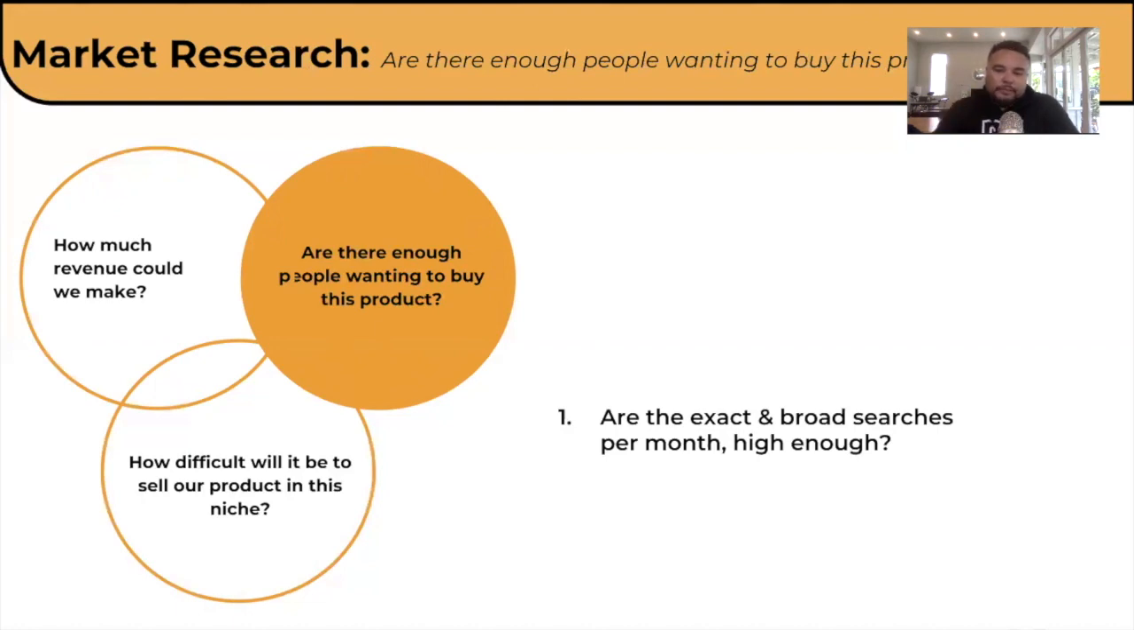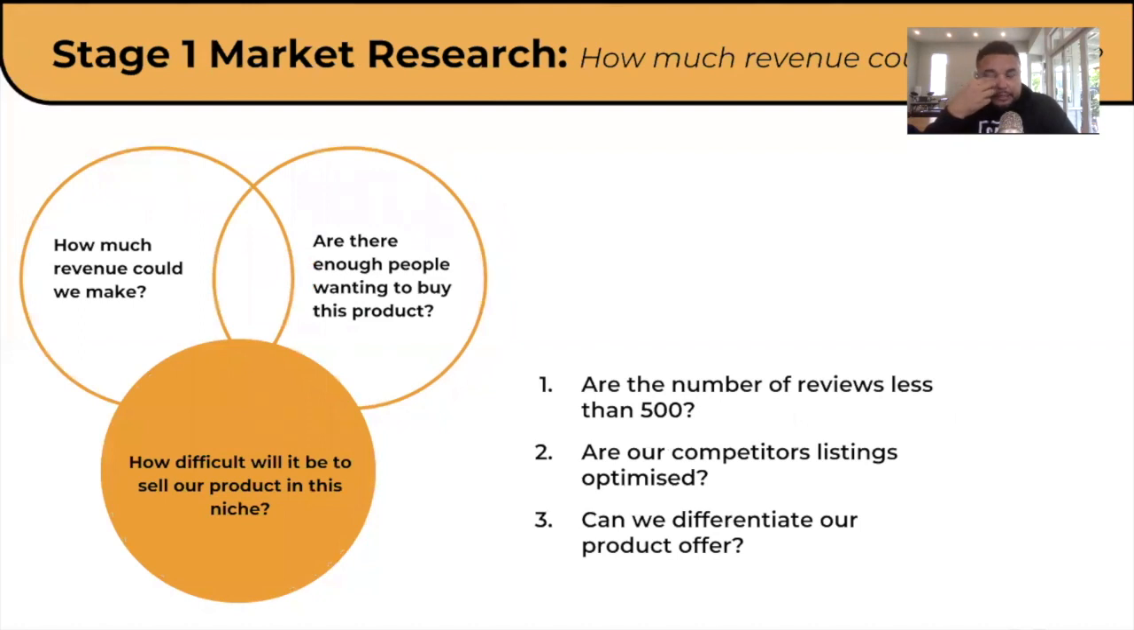So we research that. The last question set is, how difficult will it be to sell our product in this niche? That's the competitiveness of the niche we're trying to enter. We ensure that competitors have less than 500 reviews. Any more than that, it's very, very hard to compete. We're not saying you can't compete or enter above that. It's just expensive because you have to wear losses while you build up your reviews to compete.